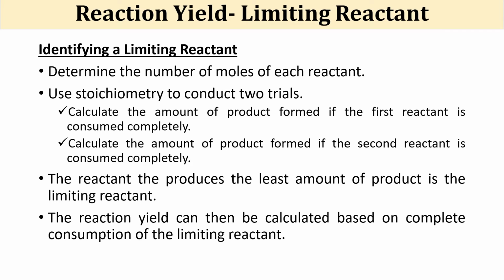Identifying a limiting reactant. Determine the number of moles of each reactant. Use stoichiometry to conduct two trials. Calculate the amount of product formed if the first reactant is consumed completely, and do the same for the second reactant if it is consumed completely. The reactant that produces the least amount of product is the limiting reactant, and the reaction yield can be calculated based on the complete consumption of the limiting reactant.